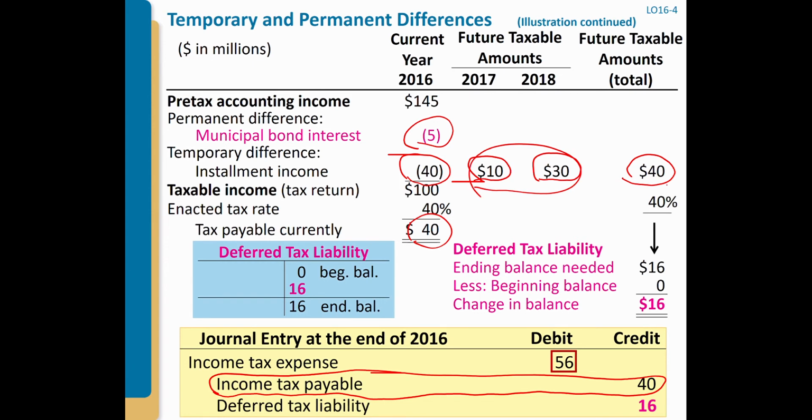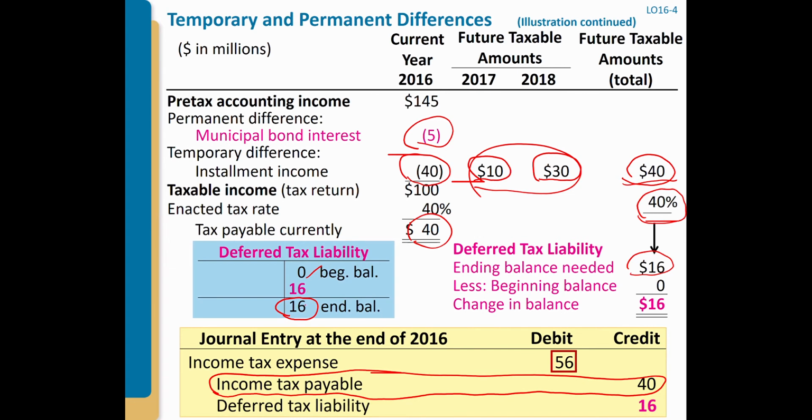Again, 5 is not part of that future taxable amount, because this is a permanent difference. We would never pay tax on 5. So 40 is the future taxable amount. In the future, we pay tax on the 40, and let's say the tax rate is 40%. 40 times 40%, you get 16. 16 should be the balance in this account, deferred tax liability. So let's assume the beginning balance is 0.